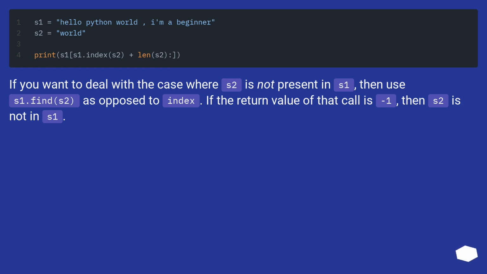If you want to deal with a case where S2 is not present in S1, then use s1.find(S2) as opposed to index. If the return value of that call is -1, then S2 is not in S1.